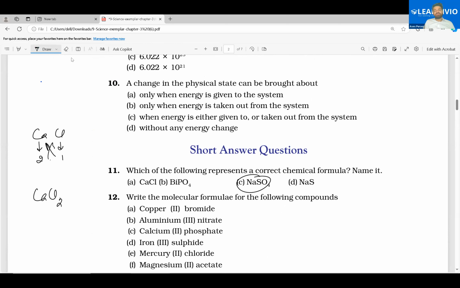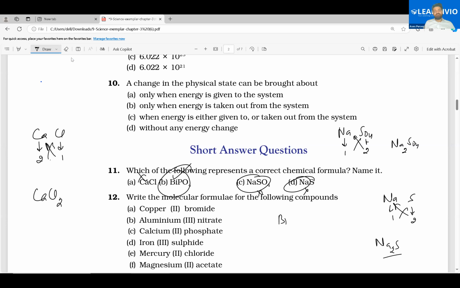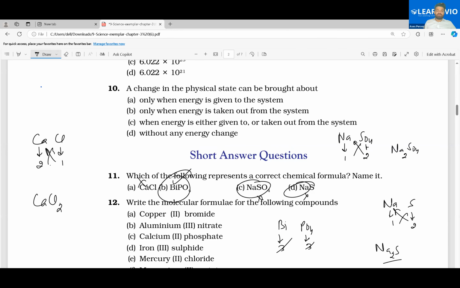And that of sodium sulfate: Na has valency 1 and sulfate ion has valency 2. The correct formula will be Na2SO4. And sodium sulfide: Na is 1 and sulfide is 2, so the correct formula should be Na2S. So only this should be correct, others are incorrect. Got it? And bismuth has valency 3 and phosphate is 3. You will get BiPO4, bismuth phosphate.